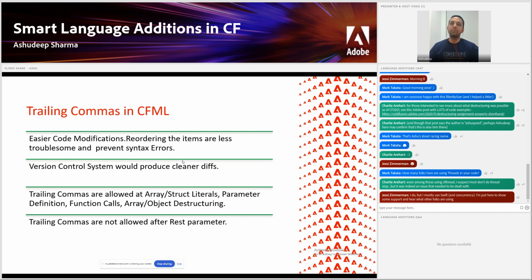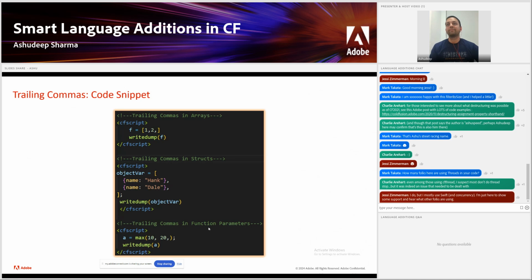The version control system would also produce cleaner diffs after this. Trailing commas are allowed in arrays, struct literals, parameter definitions, function calls, and array and object restructuring. But there is a limitation that they are not allowed after a rest parameter, because rest is the end. Otherwise, we cannot know if there are other values aside. So it's not allowed in any language. Let's take some code snippets. This is how it looks. You can have it in arrays, in structs, and even in function calls.